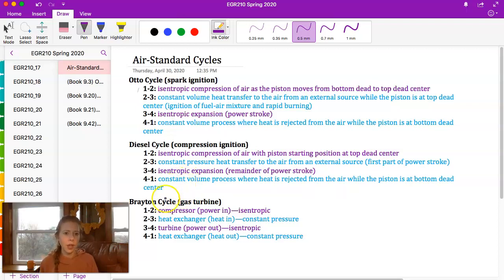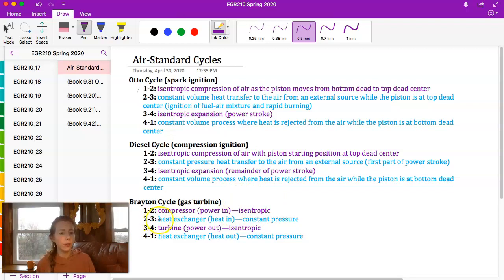ignition systems. And lastly, today we're going to look at the Brayton cycle, which we use for modeling gas turbines. So this is another air standard cycle, so we're modeling air as an ideal gas. For process 1 to 2, we're going through a compressor, so we're putting power into our system, and that would be an isentropic process. So once again, constant entropy.